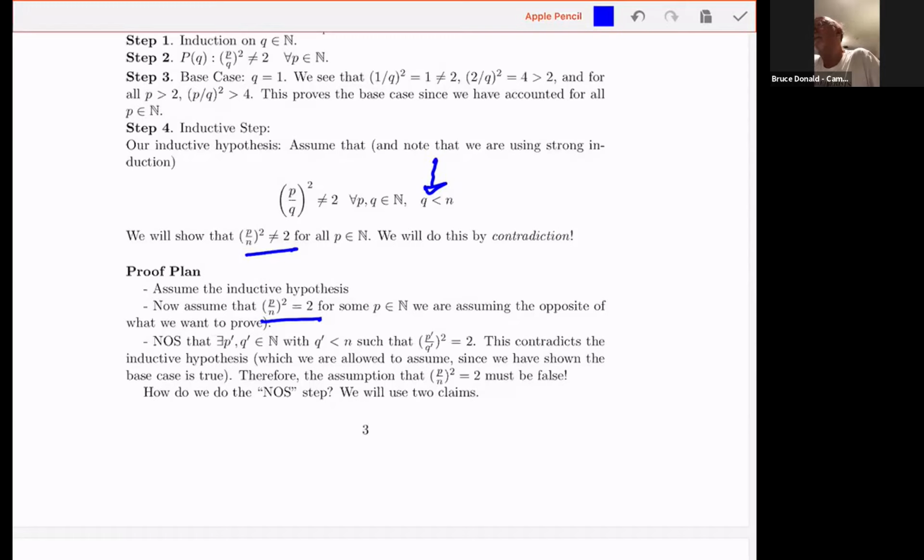Now, if that was really true, then, if you really did have a p over n that is the square root of 2, what we're going to show today, and you're going to help me prove these, is that if p over n is a square root of 2, then some other rational with a smaller denominator is a square root of 2, which contradicts the induction hypothesis. So that's sort of stated here. Let me just say it again. If p over n is a square root of 2, then there's some other smaller denominator rational that's a square root of 2, which is kind of surprising and weird, but that would contradict the induction hypothesis.